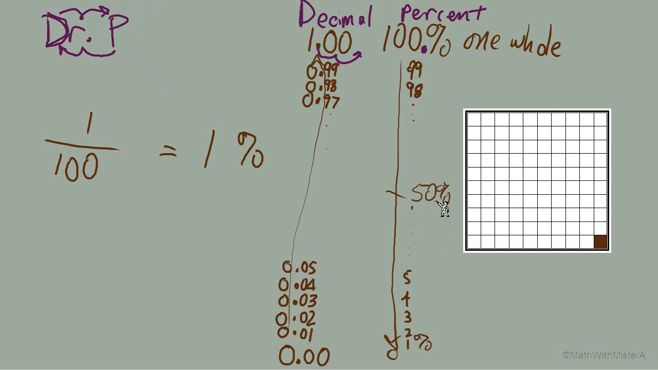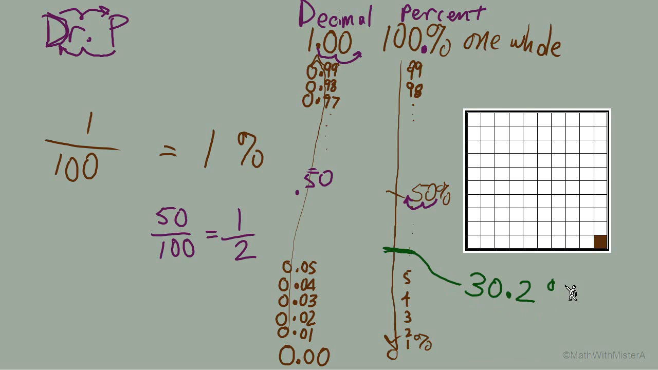So if we're talking about 50%, what would that be as a decimal? Move it 2 places to get to 0.5 or 0.50. Halfway, so as a decimal, 0.50, as a percent, 50%. As a fraction, we can call it 50 over 100, and we can simplify that to be 1/2. What about an example? Let's say right there we have 30.2%. So what is that as a decimal? So instead of it being on a scale from 0 to 100, we're looking at a scale from 0 to 1.